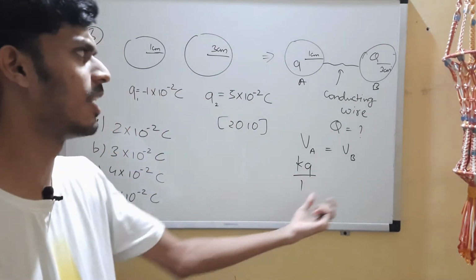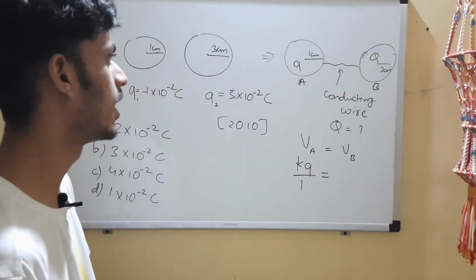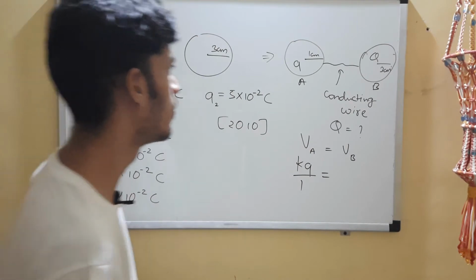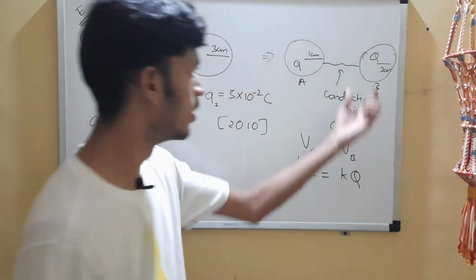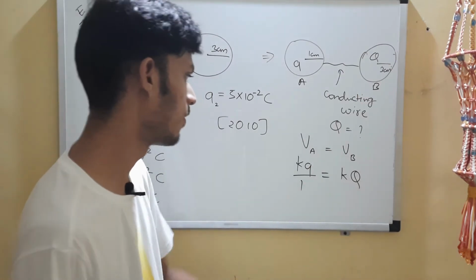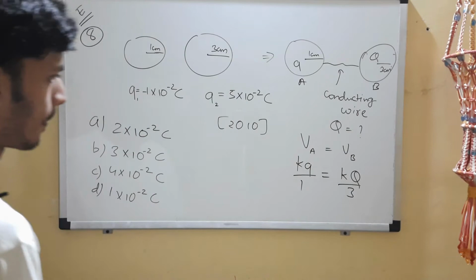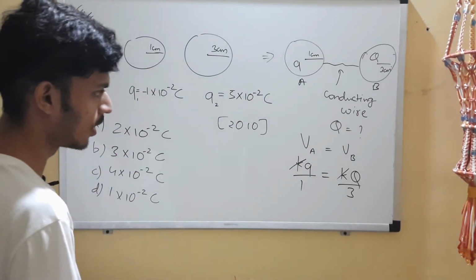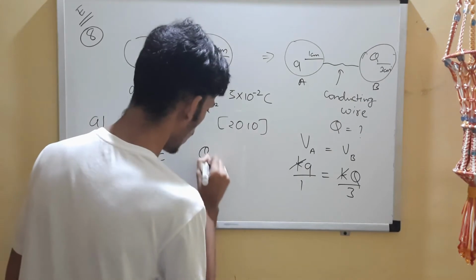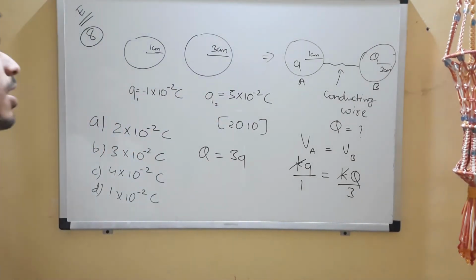Okay, I'll keep it in centimeters, it's just going to cancel over there. And here we can write potential of B as k times the charge on sphere B, which is capital Q, divided by its radius, which is 3 centimeter. Now this k and this k will get cancelled, and you'll get a relation between Q and small q. Q equals 3 times small q.